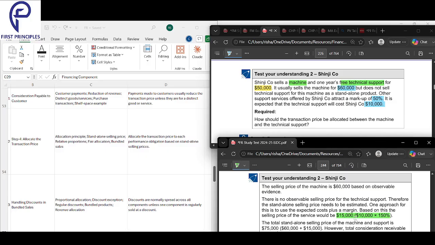Okay. How did we get it for the technical support here, Mukund? How did we get the technical support standalone selling price? You see the 15,000 at the bottom. How did we get that 15? In the question it's given that the cost is 10. How did we get the selling price of 15? Okay. Yeah, let's pass it on here. Let's hear Nandika. How did we get the selling price of 15?